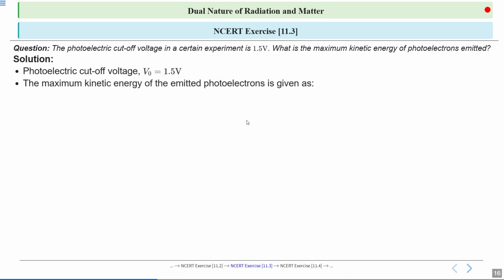Now let's recall how to find the maximum kinetic energy of the emitted photoelectrons. The maximum kinetic energy is directly related to the stopping potential or cutoff voltage in the experiment. So Kmax is equal to eV naught, in electron volt, where e is the charge on an electron, that is equal to 1.6 into 10 raised to the power minus 19 coulomb. This is a fundamental constant in physics. By plugging in the values for e and V naught, we can calculate the maximum kinetic energy numerically.